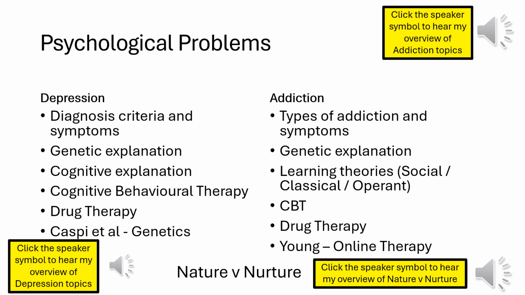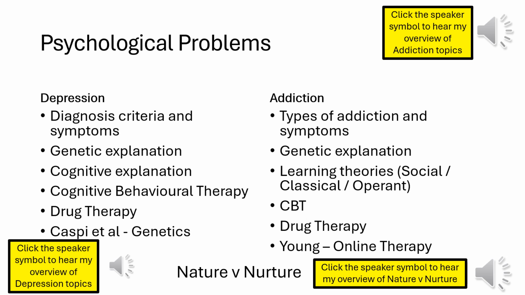Within the addiction half of the topic, you need to know the two different types of addiction. So behavioural addiction, which is about doing an action, such as gambling, for example, or a substance addiction. So, for example, nicotine would be the substance within cigarettes. You need to know the symptoms of each, and so some symptoms will be the same for both types of addiction, some will be the same for just one type of addiction.